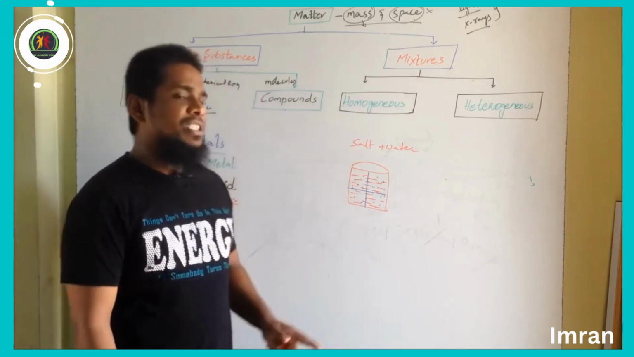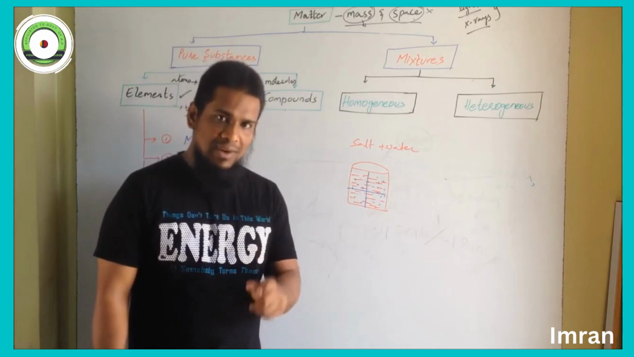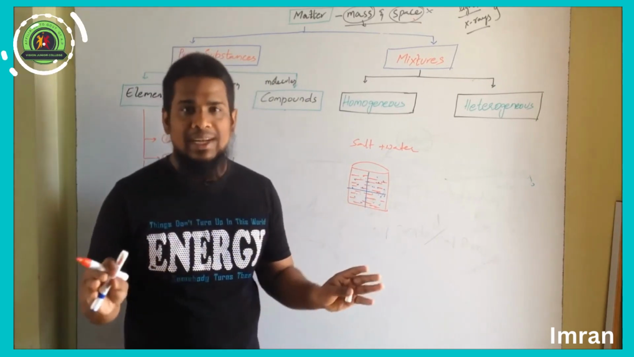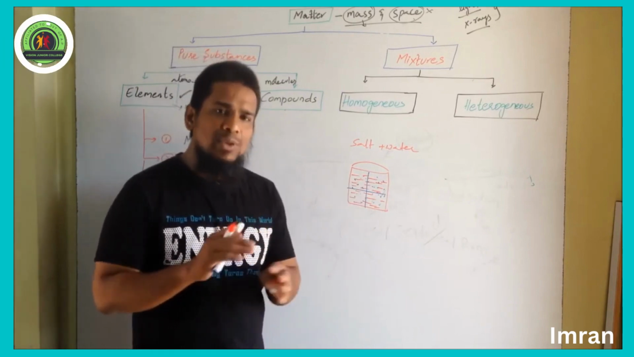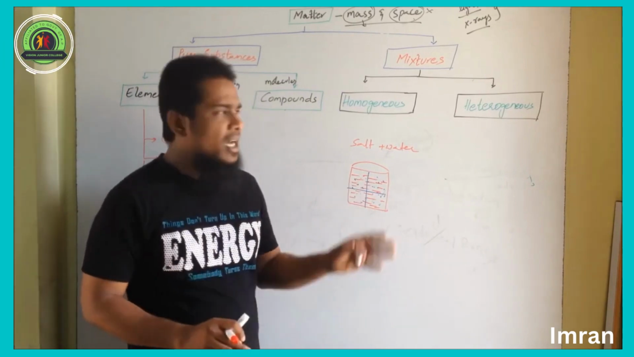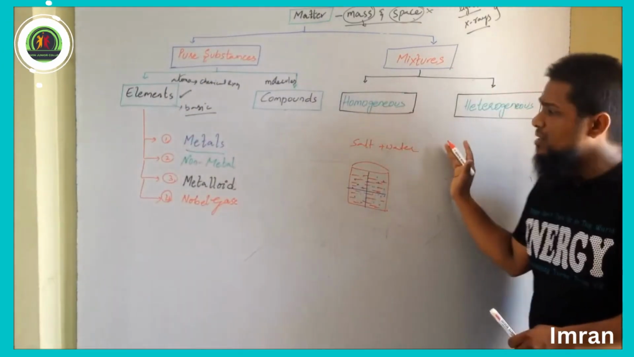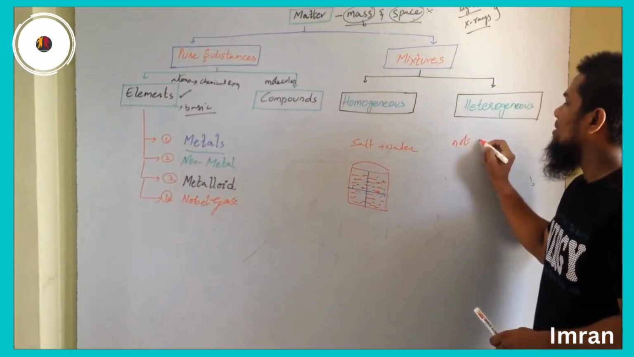This is called a homogeneous mixture. So a homogeneous mixture is the one in which the components are uniformly distributed. Concentration will be the same throughout the solution. Whereas, on the other hand, heterogeneous mixtures are the ones which are not uniformly distributed.